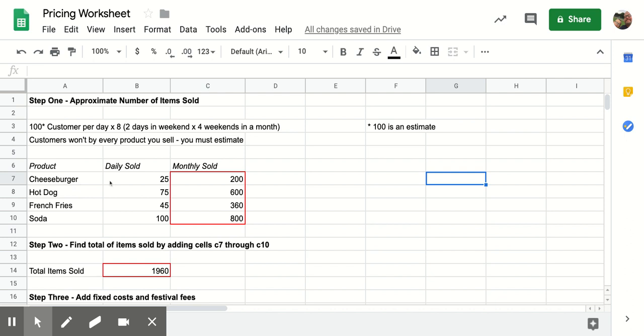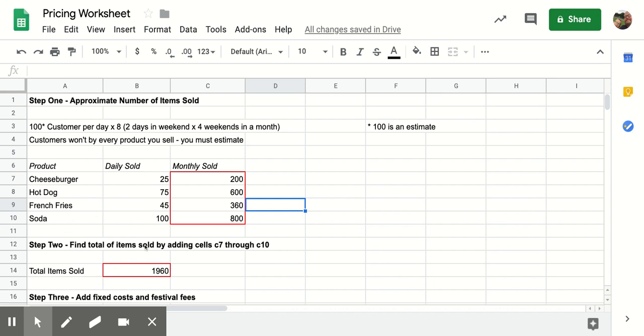So cheeseburger, I'm going to estimate every day I sell 25 cheeseburgers. All right. So by the end of the month, I'll sell 200. The way I figure that out, there's B7 times 8. Okay. There's our 8. That gives us the 200. All right. Then we're going to keep going down.